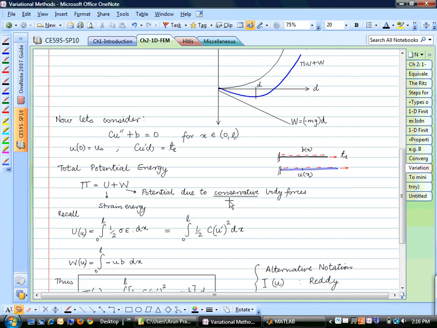So what does conservative mean? It means that it is path independent. If I have some object at this place, and I take it to a new place like this, versus taking it to a new place like this, going through different points and ending up at the same final place, then the potential difference between those two points is independent of the path. That is what conservative body forces are. Okay.